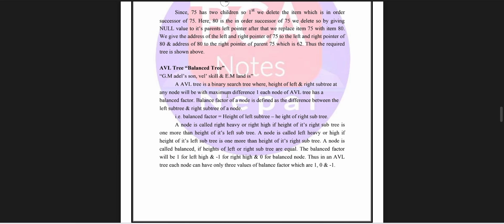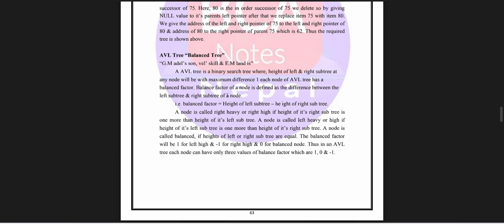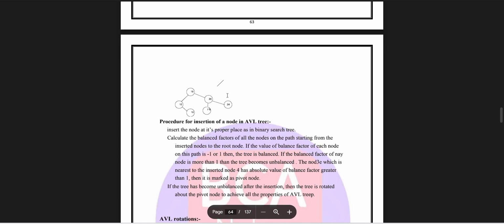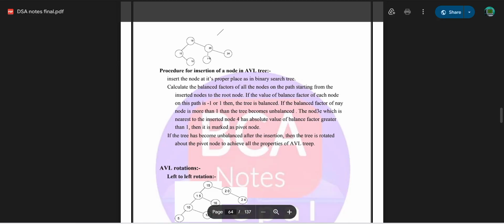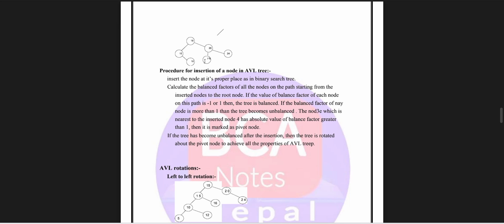The AVL tree only has three values of the balance factor, which are 0, 1 and minus 1. Procedure for the insertion of a node into the AVL tree: insert the node in its proper place in the binary tree.